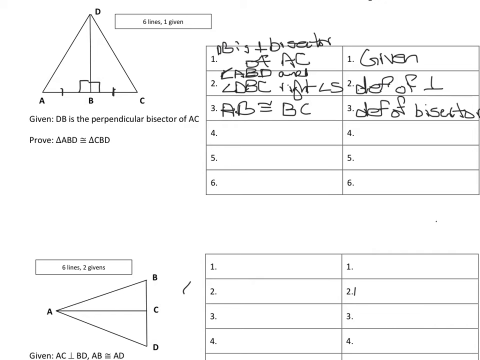Okay. So I have my first side congruence. Okay. The other congruence I do know is BD is congruent to itself. So BD is congruent to BD. That's by reflexive.